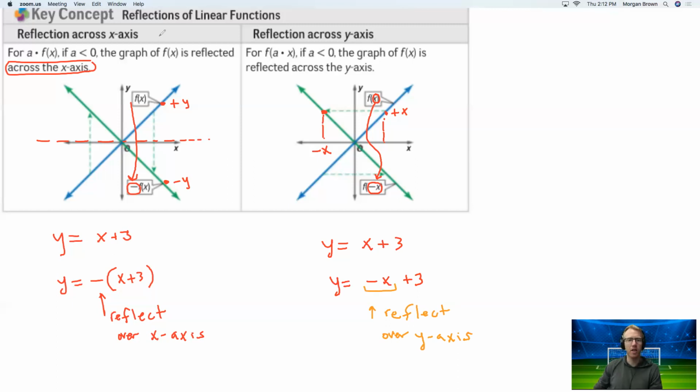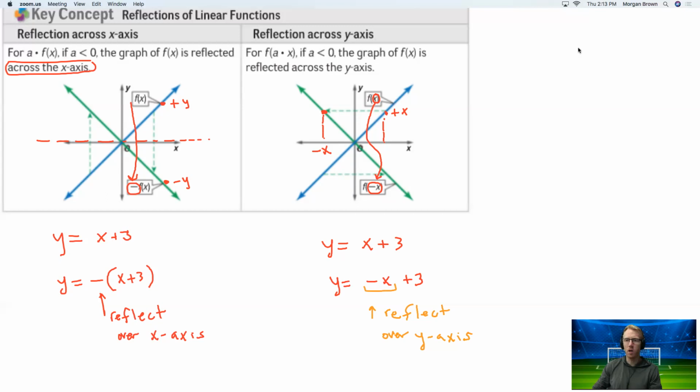X-axis reflections change the y-coordinate or the output of your function, and y-axis reflections change the x value or input. And if you ever get these two mixed up, just draw a little picture and you can easily see that if you reflect top to bottom, you're changing the y-coordinate. And if you reflect side to side, you're changing the x-coordinate.